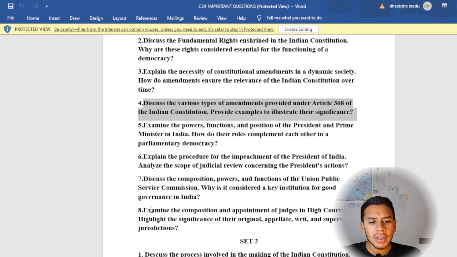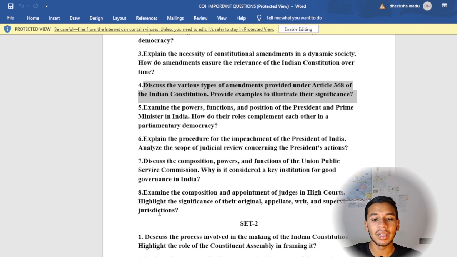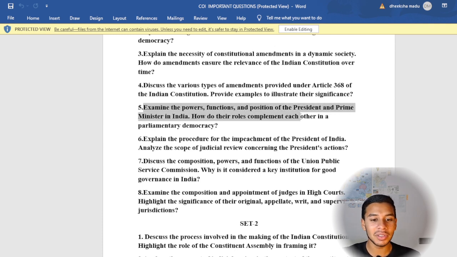I feel like you can write about the powers and functions of the Union Public Service Commission. I think most of you know about this one. I don't even want to talk about courts and jurisdictions. I'm very bad at this one. Courts and jurisdictions, then you can. Yeah, this one is important.